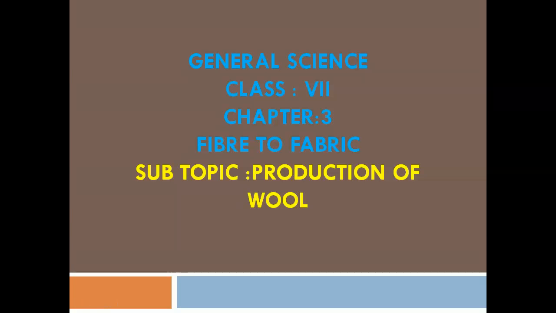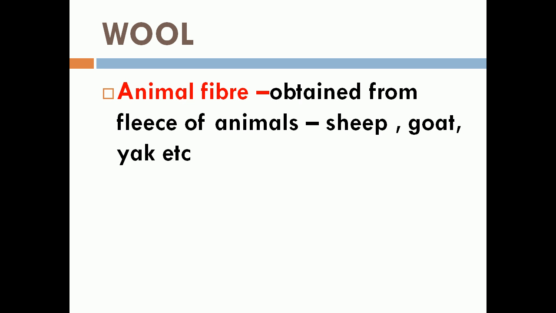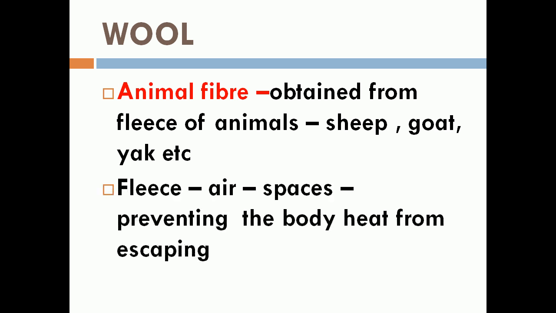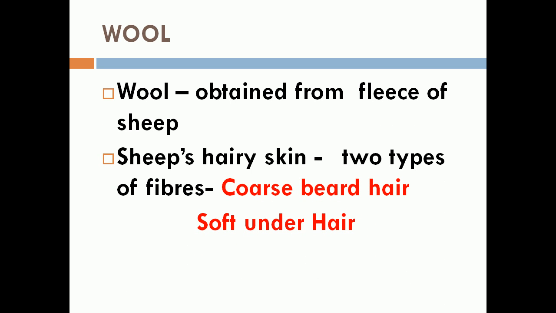We have seen a brief introduction of fibers and types of fibers. Also we have seen about wool. Wool is an animal fiber which is obtained from the fleece of animals like sheep, goat, yak, etc. It acts as a good insulator, and it is mainly obtained from the fleece of sheep. From the sheep we can obtain two types of fibers, that is coarse beard hair and soft under hair.